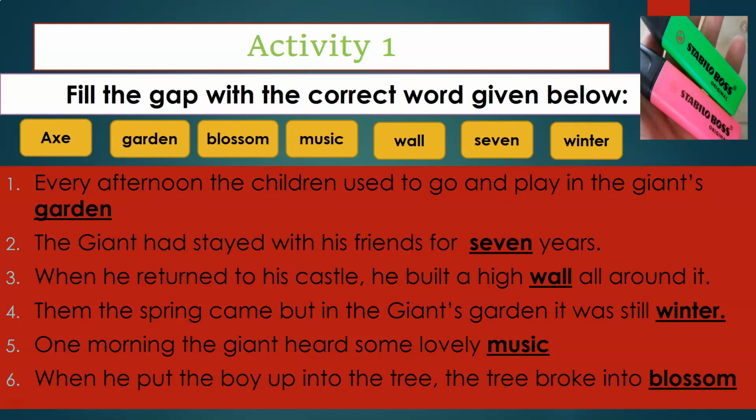Number 3 answer is wall. When he returned to his castle, he built a high wall all around it. Number 4 is winter. Then the spring came, but in the giant's garden it was still winter. Number 5, music. One morning the giant heard some lovely music. And number 6, blossom. When he put the boy up into the tree, it broke into blossom.